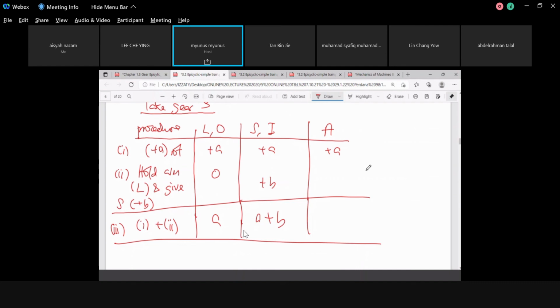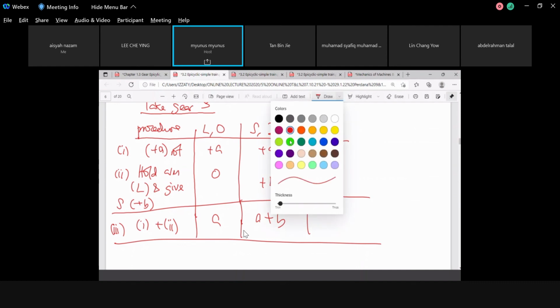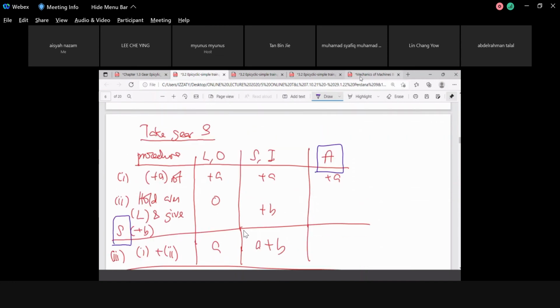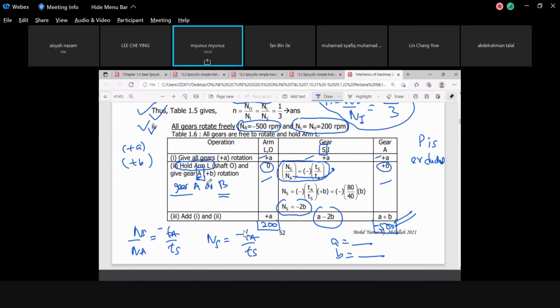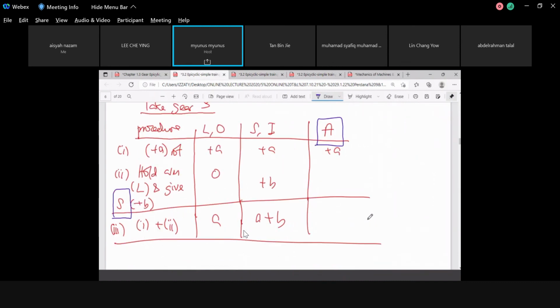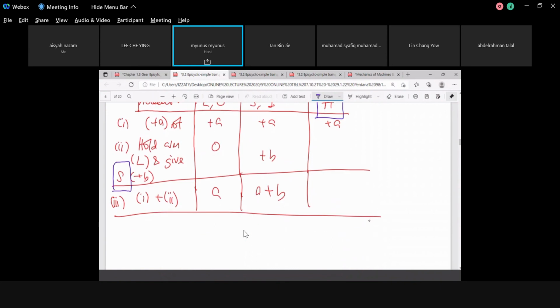Okay, now what we're going to do now is to look for gear A. Gear A, this one N A, N and S. Just now you have N S and N A, isn't it? You hold arm and give A. Now you hold arm and give S. You still have the same gear. So what you have? You have NA, but NS is equal to TS by TA negative.